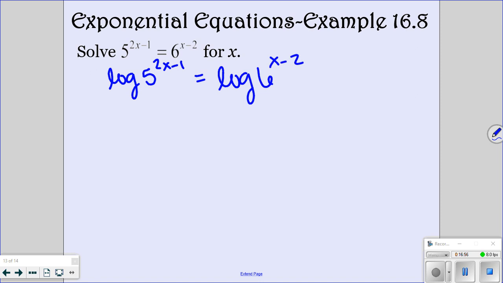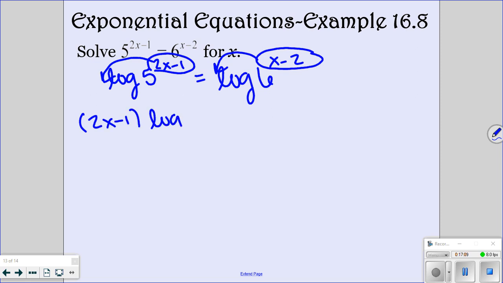Okay, so that's the first thing you're going to do. And then you're going to take this 2x minus 1 and move it to the front, and this x minus 2 and move it to the front. So 2x minus 1 all times log of 5, and then x minus 2 all times log of 6. And hopefully you remember doing this last year in pre-calculus. So these, again, don't cancel out. So we have to distribute.